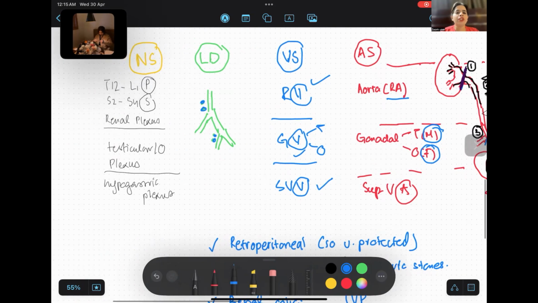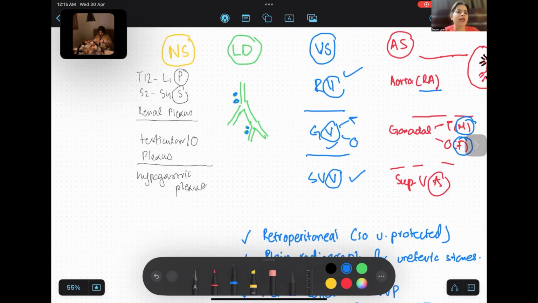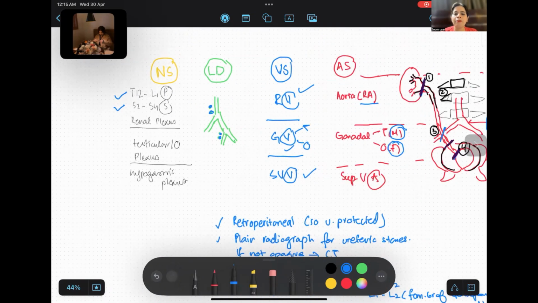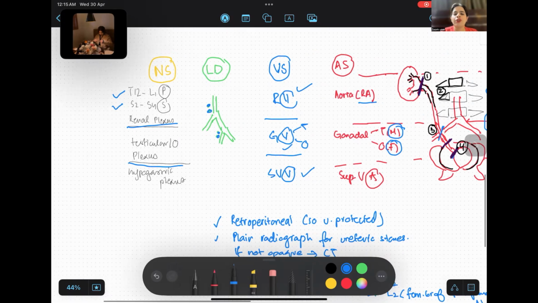And when you come to the nerve supply, the parasympathetic nerve supply is by T12 and L1 and sympathetic by S2 and S4. But in your Snell's, they have only mentioned the plexus. The upper part is supplied by the renal plexus, the middle part by the gonadal, that is testicular in men and ovarian in female plexus, and hypogastric plexus supplies the lower part of the ureter.